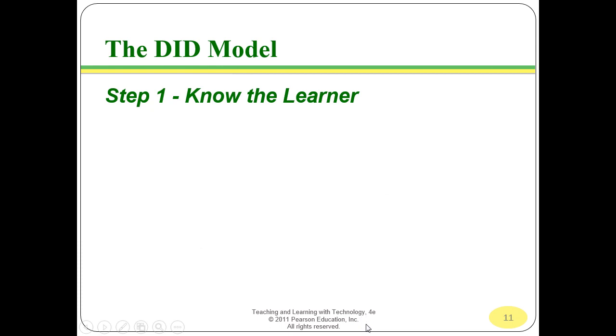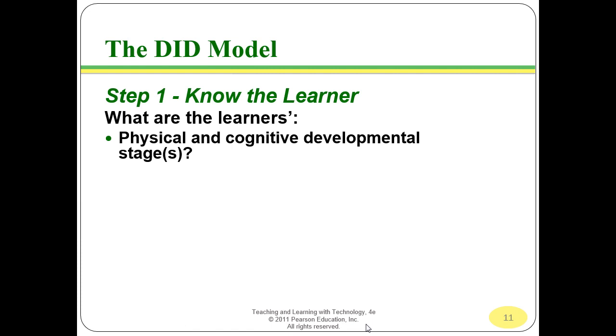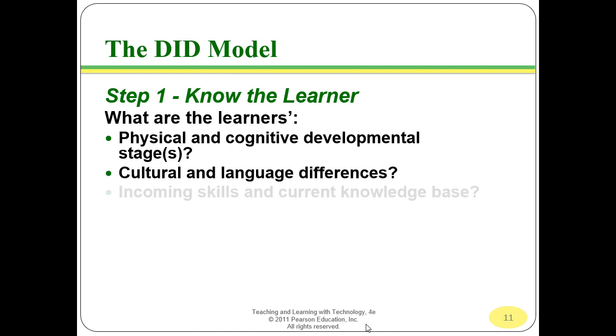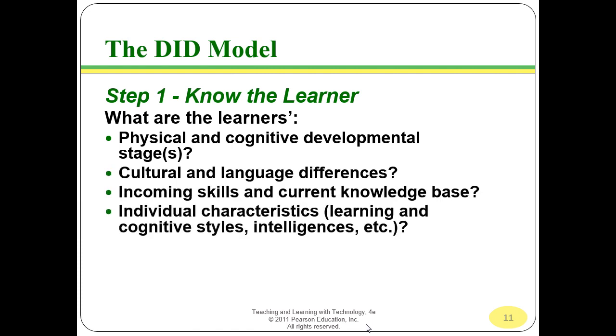And I'll just go over each one of these steps real quick. Know the learner. Some things to look at: what are their physical and cognitive development stage or stages? There'll be some age groups that we'll be doing work with that's inappropriate for other age groups. We just got to know our students. Cultural and language differences.